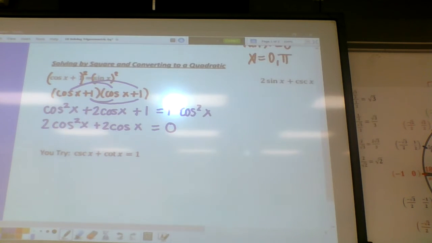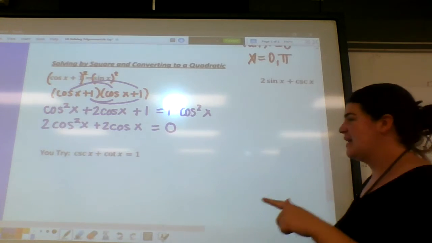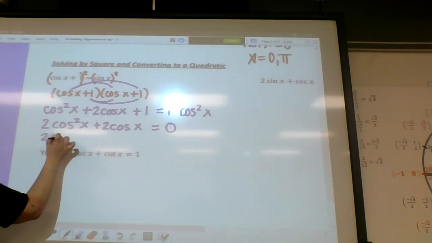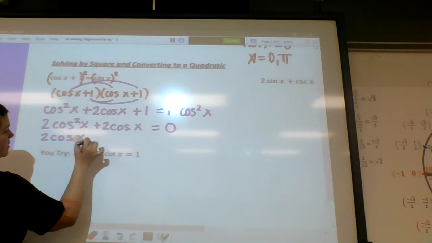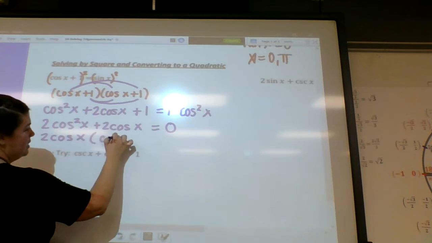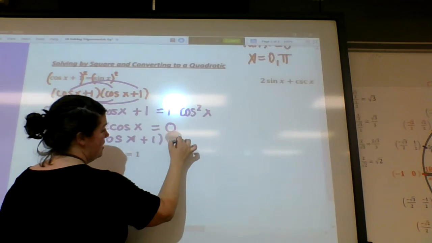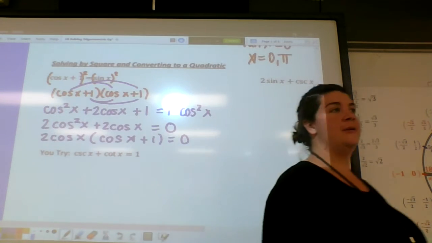There's a greatest common factor. You only have two terms here. They both have cosines in them, so you can take that out. Also, I would take out the 2. Yeah, they both have 2's. So 2 cosine of x is coming out. So you're left with a cosine of x in the first one and just a 1 in the second spot.